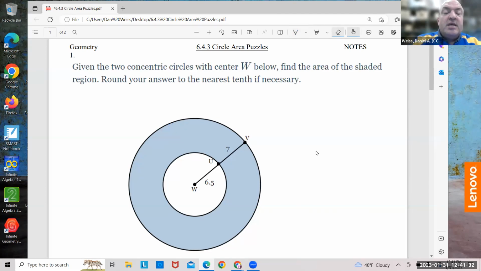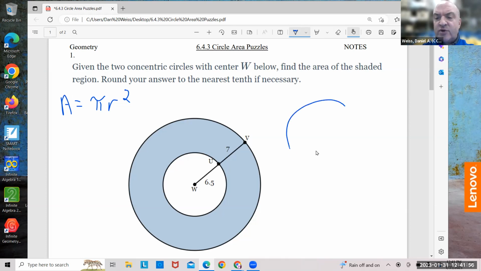All right. So here's what's going to happen. First, we're going to find the area of the entire circle. The area of a circle equals pi r squared, pi times radius squared. What's the radius of a circle? Well, if you have a circle here, the radius is from the center to the edge. That is the radius.